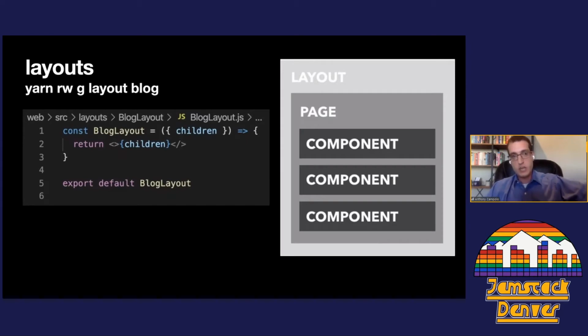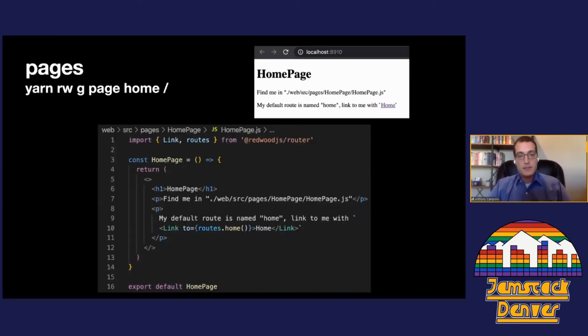So Redwood uses yarn. So yarn RW is for yarn Redwood, and then the G is for generate. So you're going to see that command a lot. We use the yarn RW generate command for layouts, pages, all the other stuff that we're going to be building. So it spits out your blog layout, which has a children prop, and the children prop is like your page containing your components.